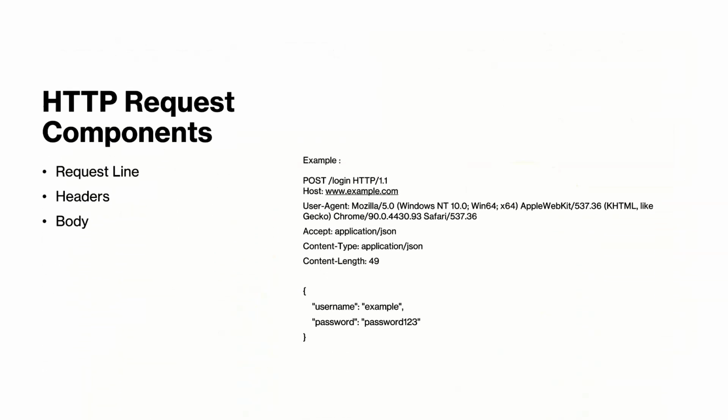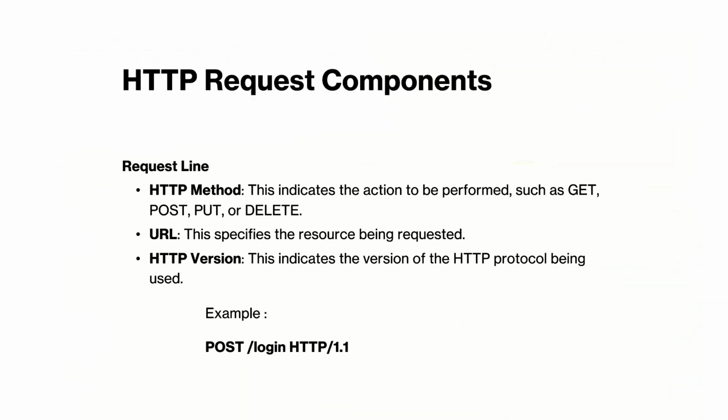An HTTP request consists of three components: the request line, headers, and body. Let's first discuss the request line. The request line contains three parts: HTTP method, URL, and HTTP version. HTTP method: this indicates the action to be performed, such as GET, POST, PUT, or DELETE. Each method corresponds to a specific operation.